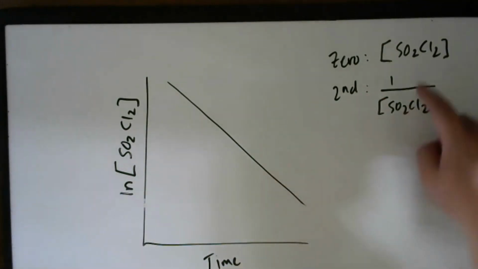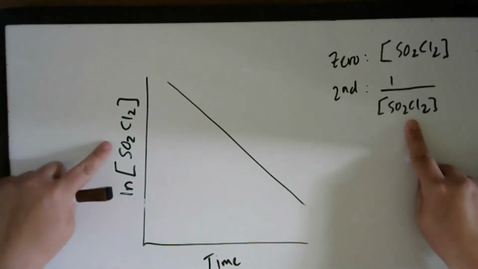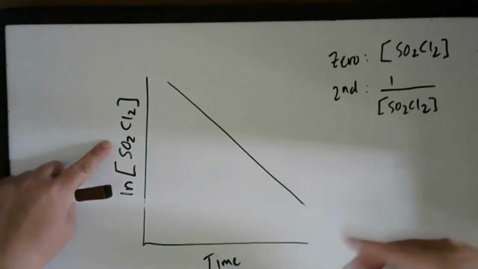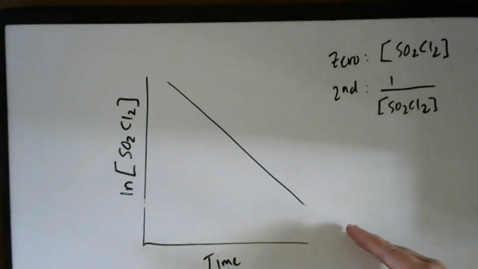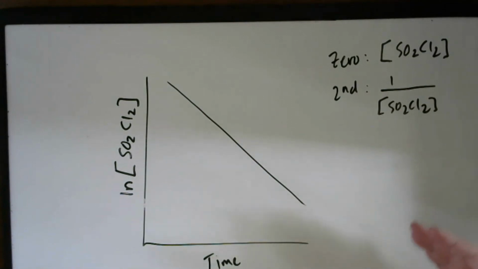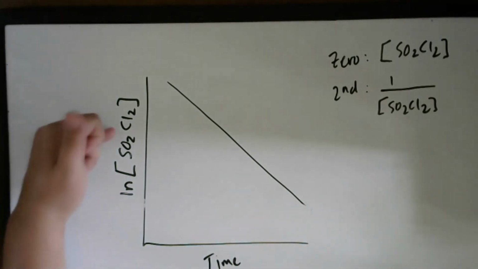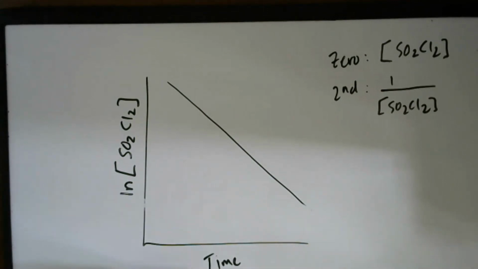If it didn't, though, then you would take 1 divided by the concentration of the SO2Cl2, get all those values, and plot that against time. See if that gives you a straight line. One of them is going to give you a straight line. The one that gives you a straight line, that's the order of your reaction. So in this case, the natural log of the concentration versus time is what's going to give you that.